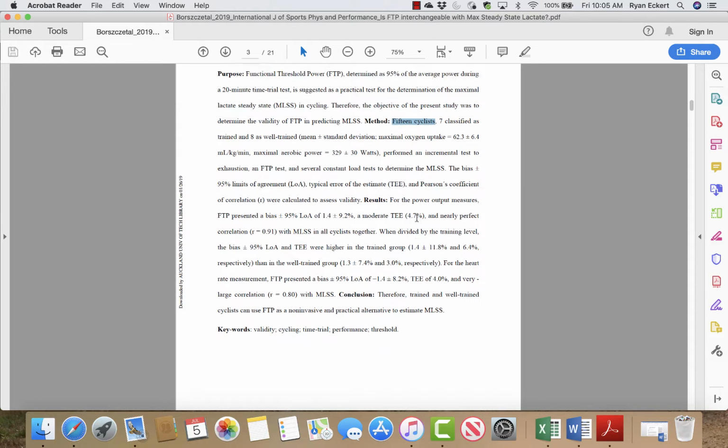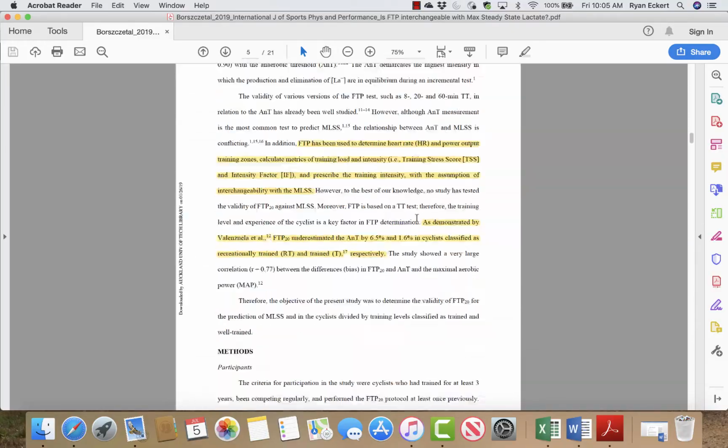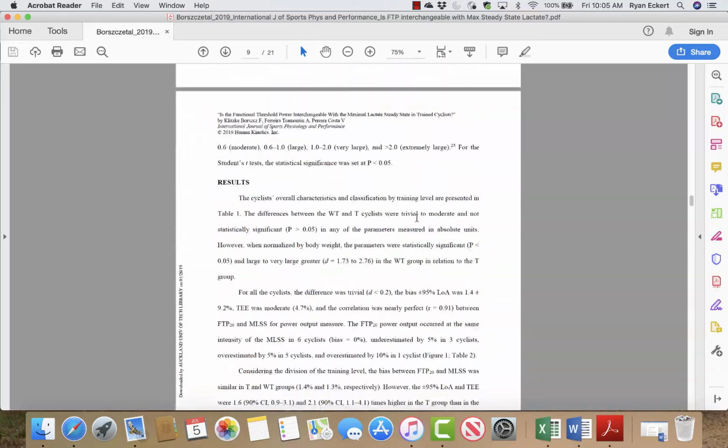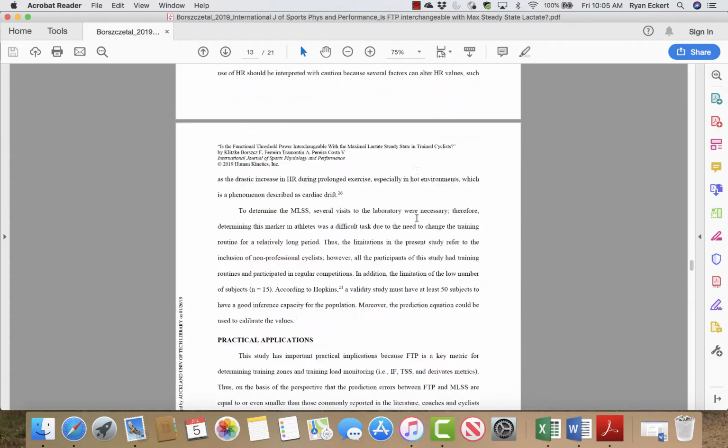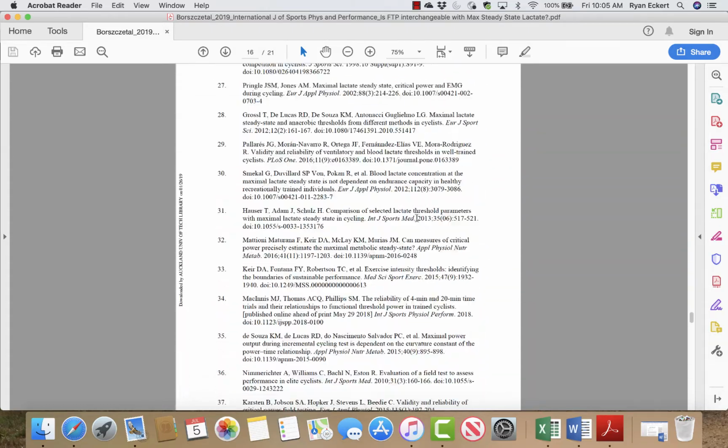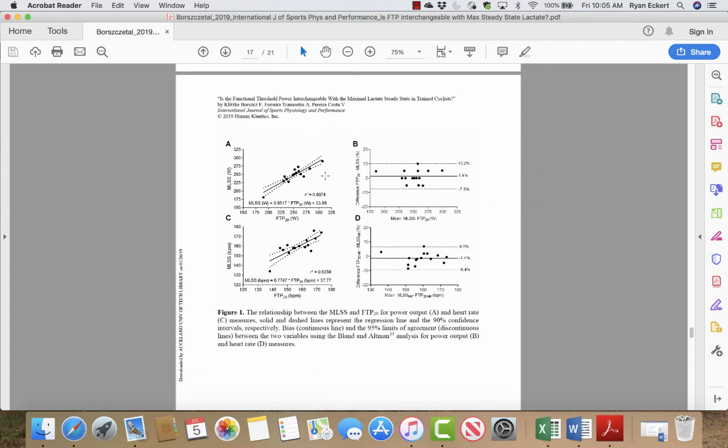And I'll go down here and I'll find a graph for you that might help depict this. But essentially, for example, if I go and I do the 20-minute FTP test and I find out that my estimated 60-minute threshold is 200 watts. Well, is my true 60-minute lactate threshold actually 200 watts? Or is it higher? Is it lower?